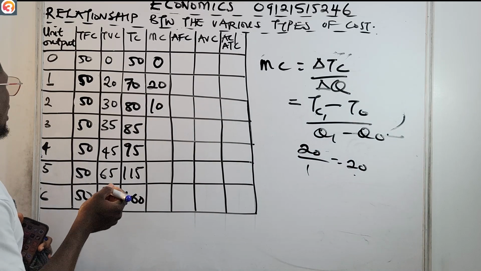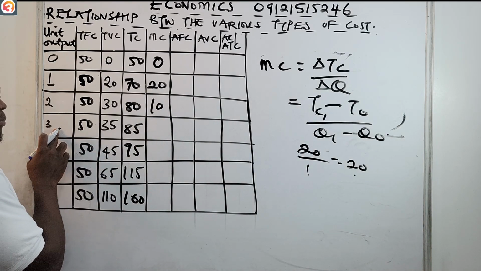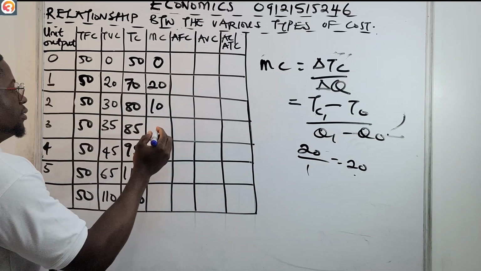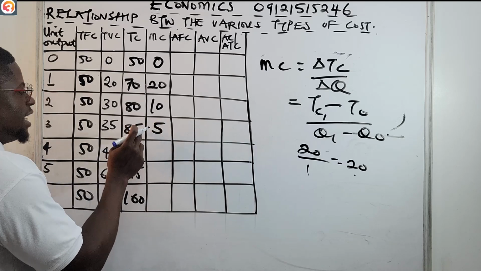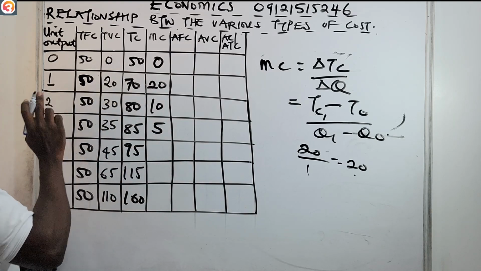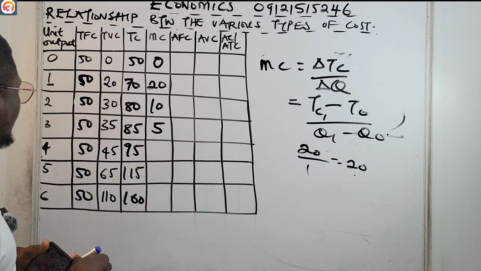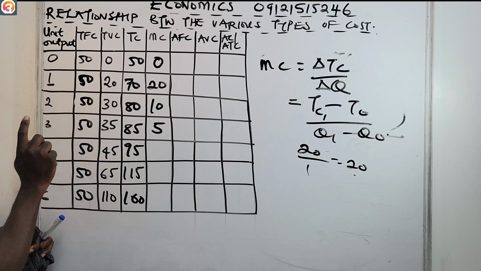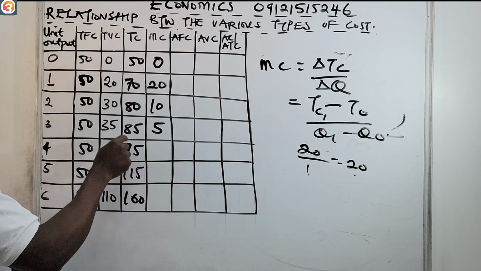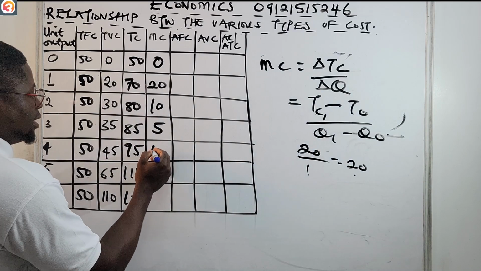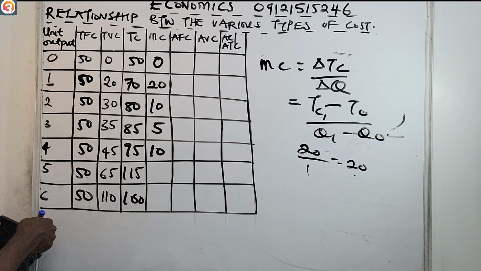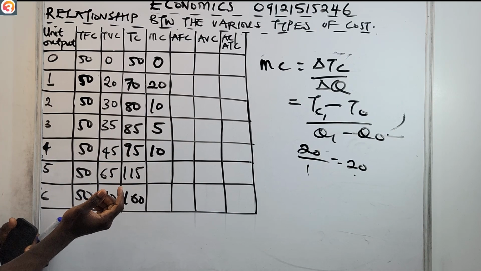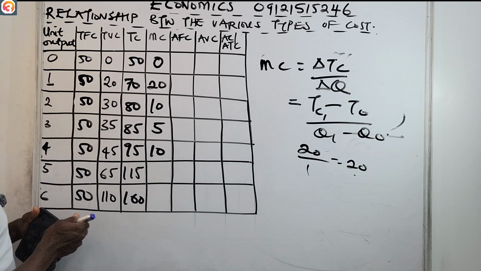Good, right? Now, for the third unit, 85 minus 80 is 5, 3 minus 2 is 1. 5 over 1 is 5. Now, for the fourth unit, 95 minus 85 is 10, 4 minus 3 is 1, so 10 over 1 gives us 10. Now, for the fifth unit, 115 minus 95 is 20, 5 minus 4 is 1, 20 over 1 is 20.